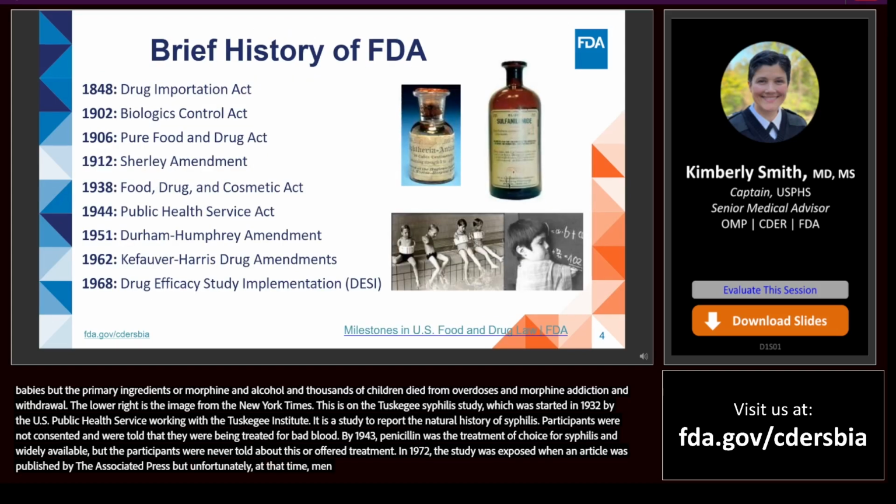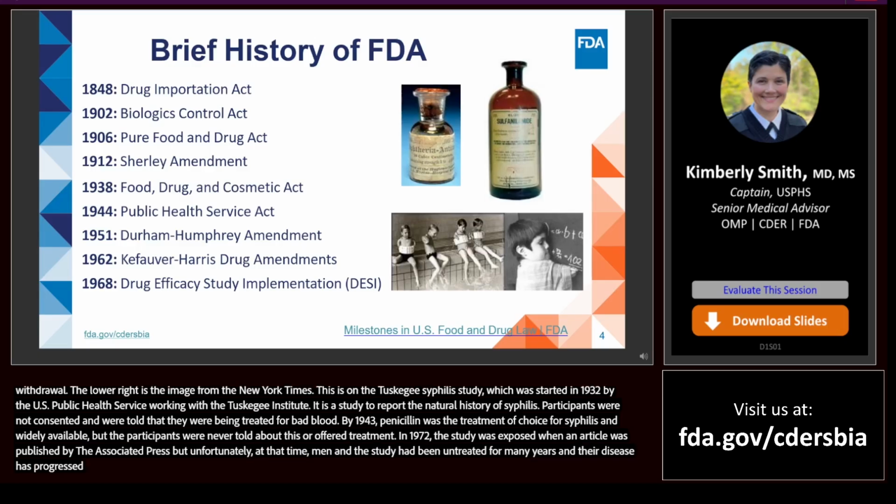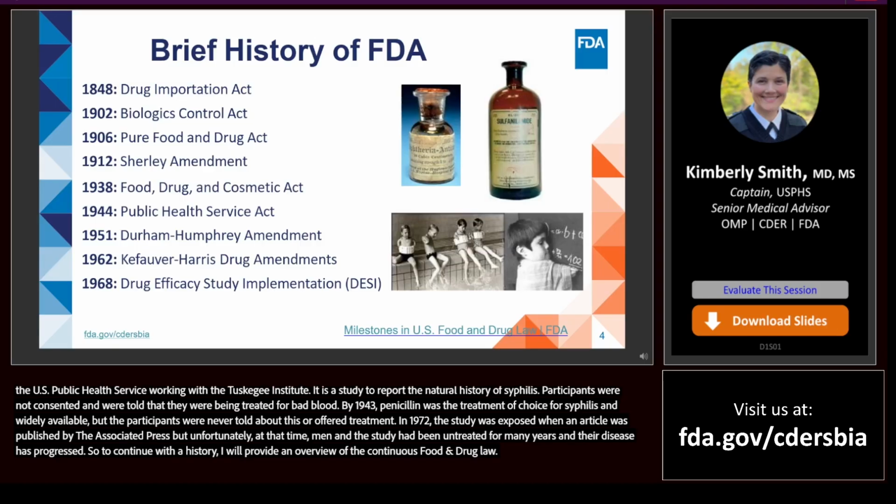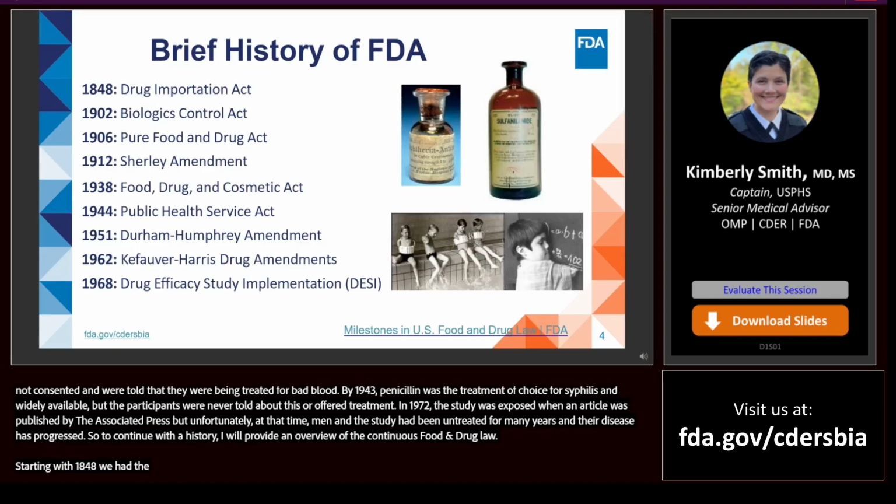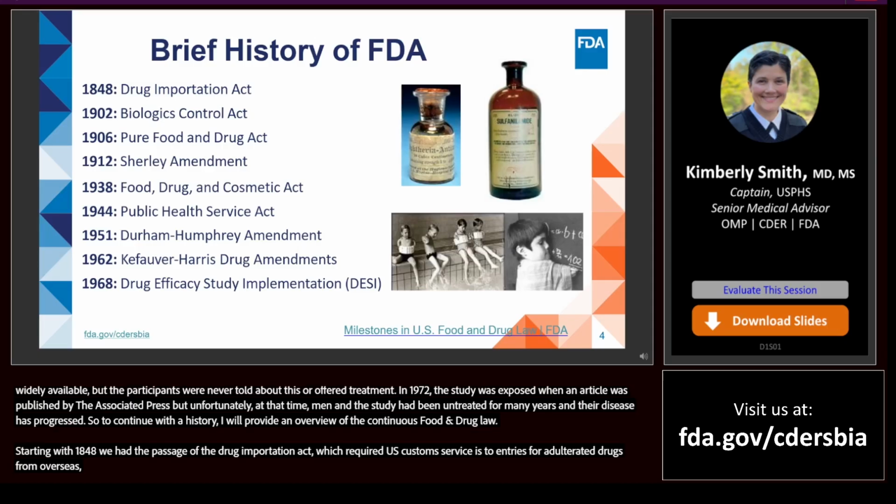To continue with our brief history, I'll provide an overview of just some key milestones in U.S. food and drug law. So starting with 1848, we had the passage of the Drug Importation Act, which required U.S. Customs Services to inspect entry ports for the entry of adulterated drugs from overseas. It's really one of the earliest attempts to regulate the U.S. drug supply.